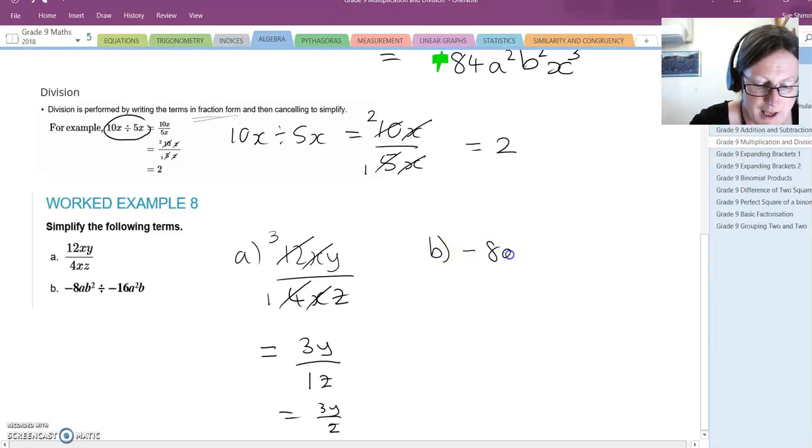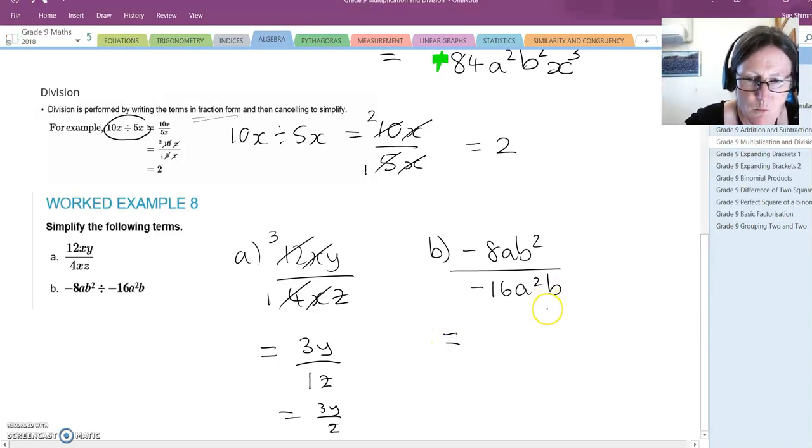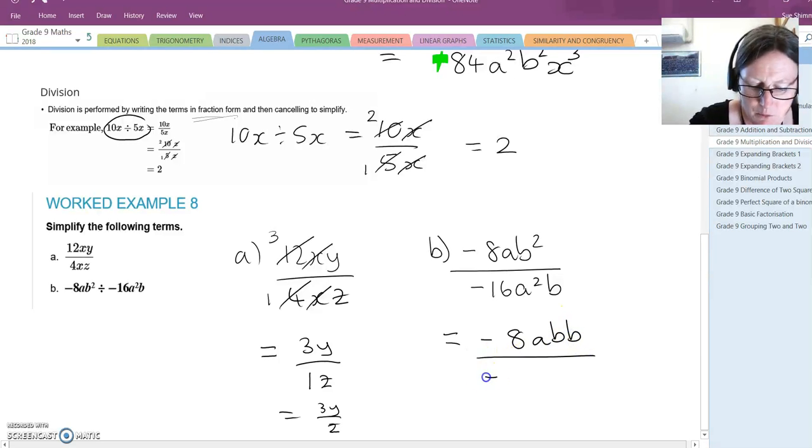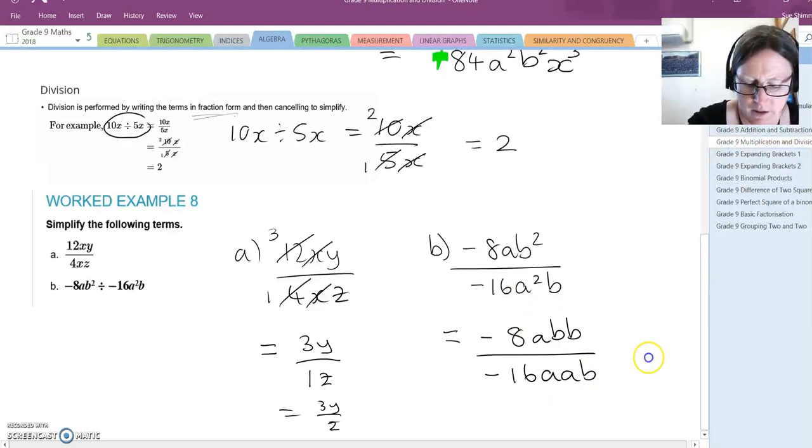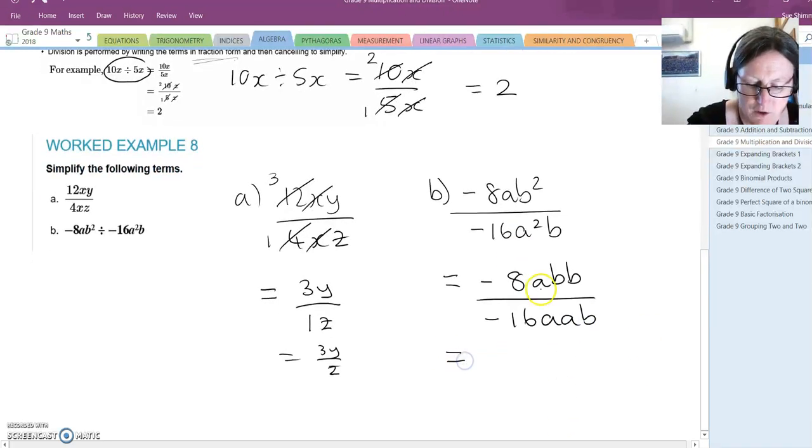This next example, let's write it in fraction form. So negative 8ab squared divided by negative 16a squared b. Okay, let's see what cancels. There's 1b on the bottom and there's b squared on the top. I find a good way to write this, till we get used to it, is to write b squared as bb. And on the bottom we're going to write it as negative 16aa b, because it's a squared. I think that shows you that you can then cancel one of the a's with one of the a's on the bottom, one of the b's with one of the b's on the bottom.